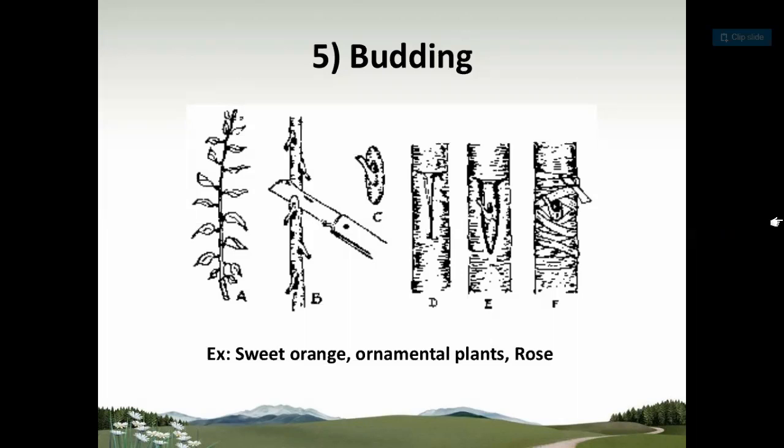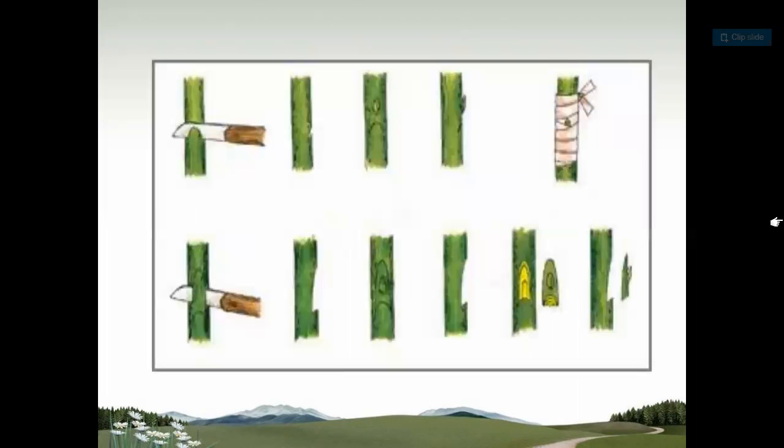So we have to insert that in the main plant in such a way that it will stick properly, and the interchange of nutrient materials and development of the cells will happen in such a way that it will have the capability to generate the new plant. Okay, so this method will also be done.